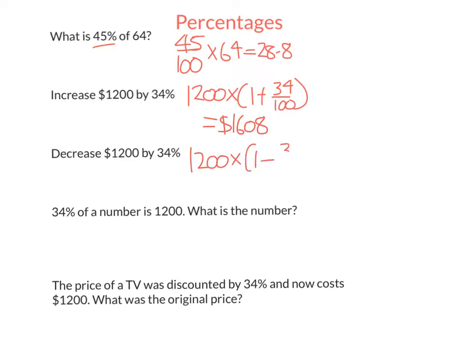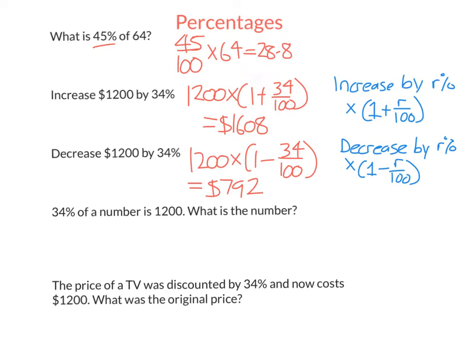In this next one, I'm decreasing by 34%. The only thing that will change is that there will be a minus in the brackets. If something normally costs $1,200 and it's discounted by 34%, you're only paying 66% of the price. So what we're doing here is 1200 times 100% minus 34%, and for that we should get $792. You can use these two formulas if you want to increase or decrease a number by a given percent.